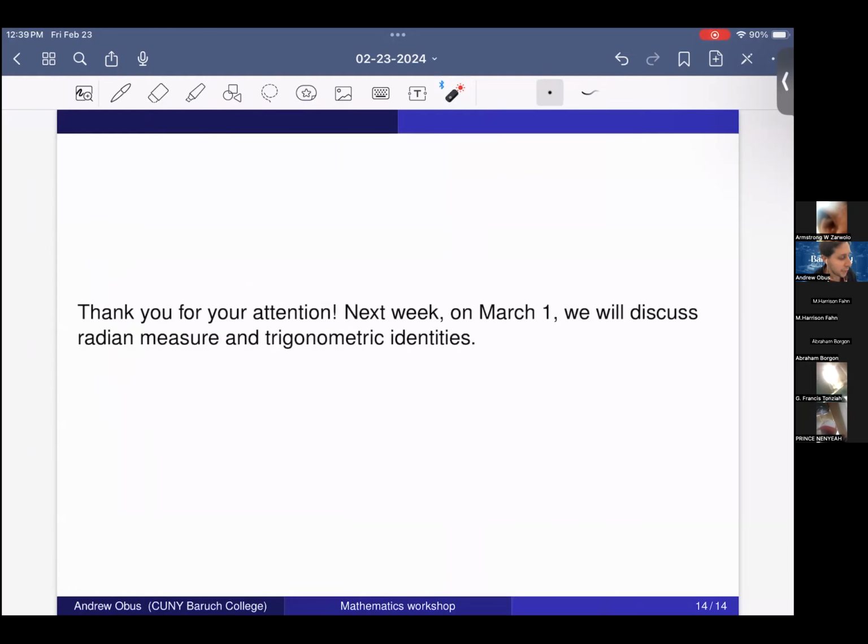Next session is next week, which is March 1st, and we'll talk about radians, and we'll talk about trigonometric identities. We're going to have 2 classes on trigonometric identities. Next week is kind of the basic trigonometry identities, and then the one after that will be the more advanced trigonometry identities. Okay, so we'll start with basic ones, and then we'll go to more advanced ones.